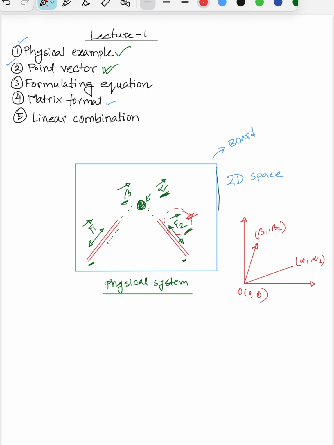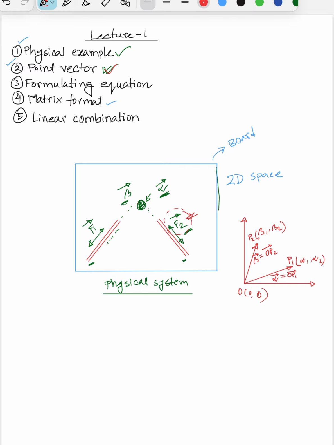Alright, so this is our final position, and say this is P1 and this is P2, and so the vector alpha is going to be OP1, and the vector beta is going to be OP2. And here OP1, OP2, or alpha or beta, these are our point vectors.